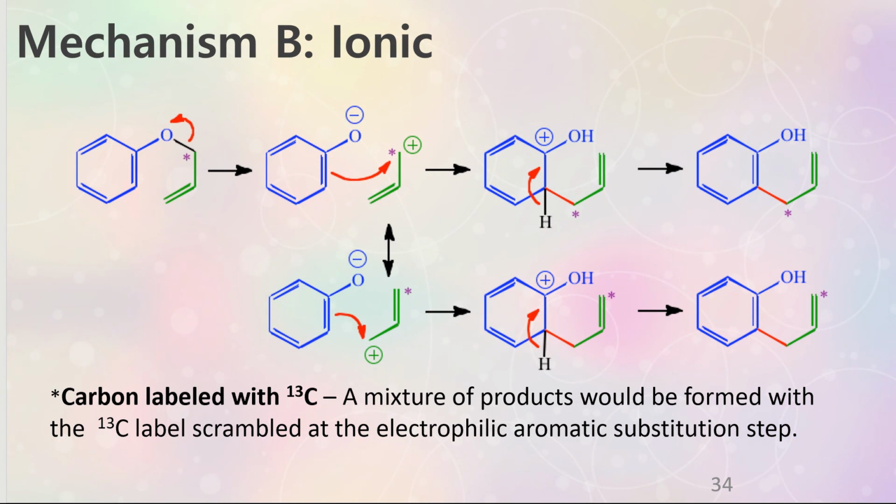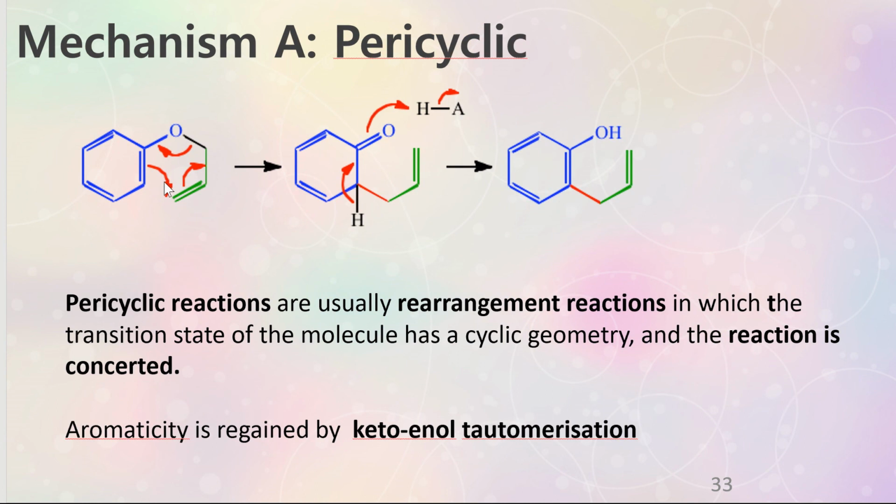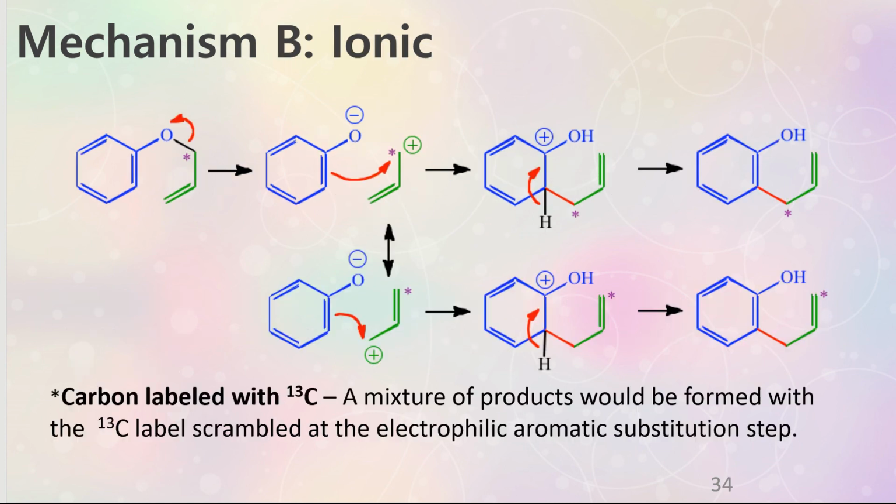So let's look back at our pericyclic reaction. Here we're saying it's a cyclic geometry, and it's a rearrangement of sorts, right? So we form a transition state and it is concerted. Here we're not seeing a concerted reaction, we're seeing steps, right? We're seeing this bond breaking, we have intermediates, and then we have products.